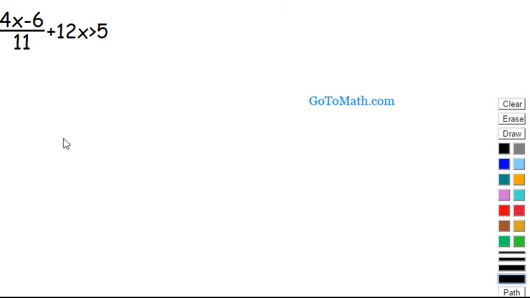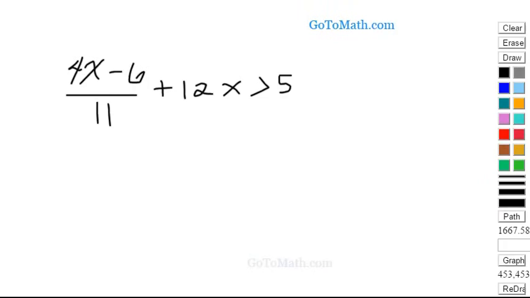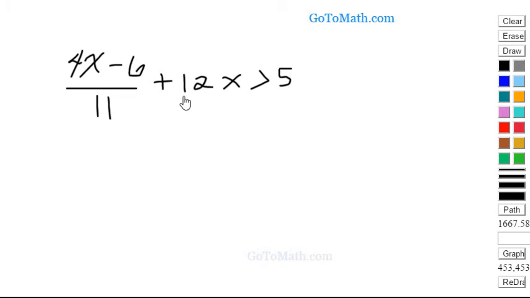So what do we have? We have 4x minus 6 over 11 plus 12 times x is greater than 5. Okay. We need to do something with this 11, and the best way to get rid of that is to multiply through all the way across by 11.